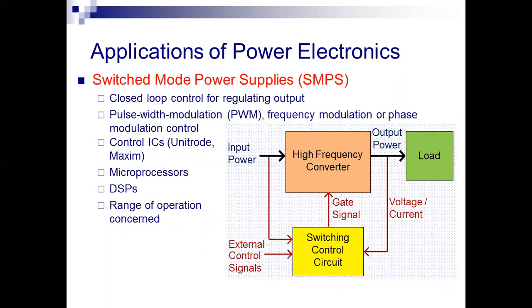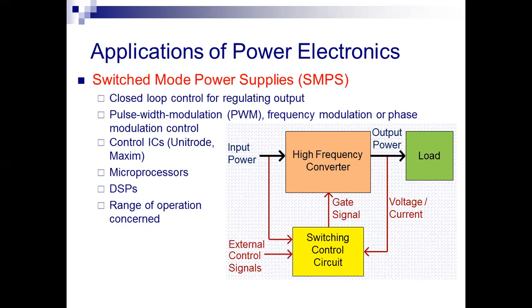If you observe the diagram, input power is given to the high frequency converter, and from that converter it goes to the load. Here we consider a feedback path. The feedback path is taken to the switching control circuit. This switching control circuit consists of a pulse width modulation technique or a frequency modulation or phase modulation control. This is nothing but a control circuit. The control circuit is also provided with external control signals, which are considered as the reference values.